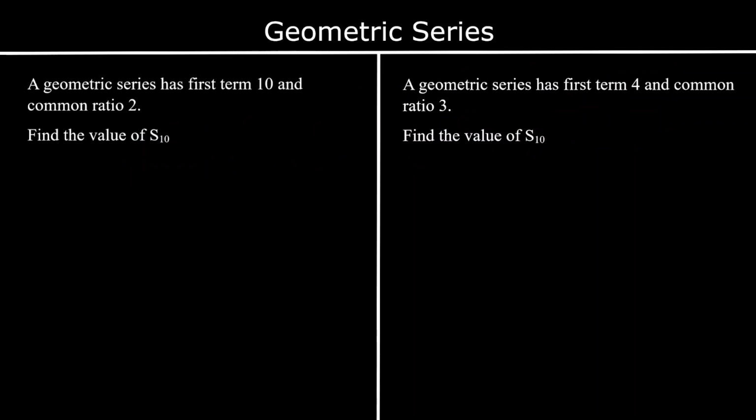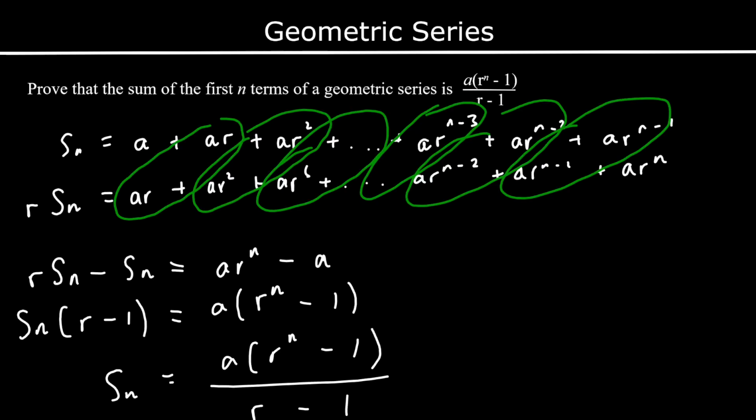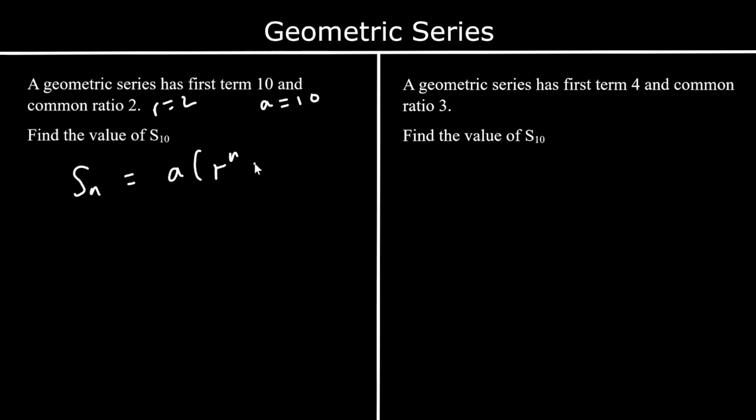A geometric series has first term 10, common ratio 2. So a is 10, r is 2. Find the value of S10, so the sum of the first 10 terms. So we're looking for the sum of the first 10 terms of the series. So Sn, our formula, Sn is a times, we had r to the power of n, we can do it either way around, so r to the power of n minus 1 over r minus 1.